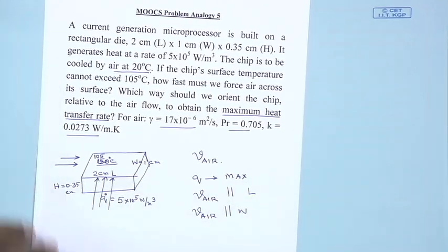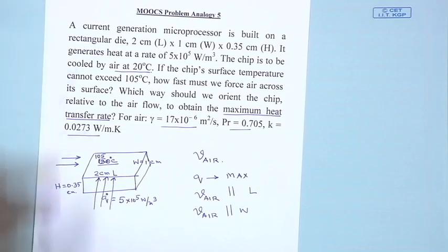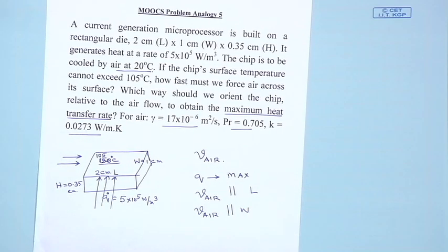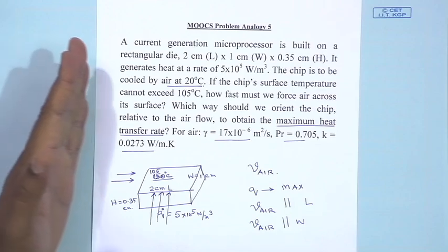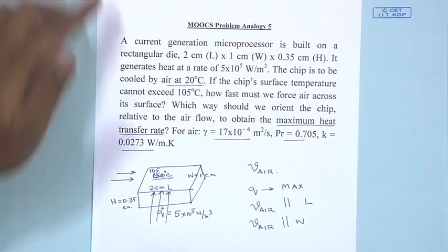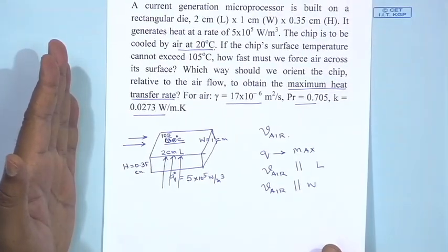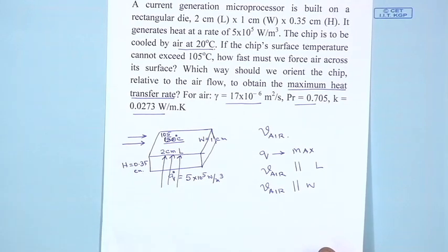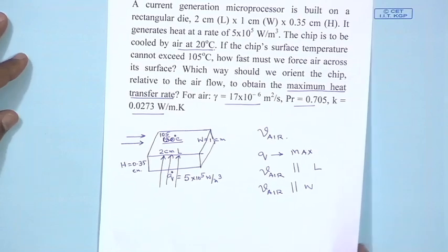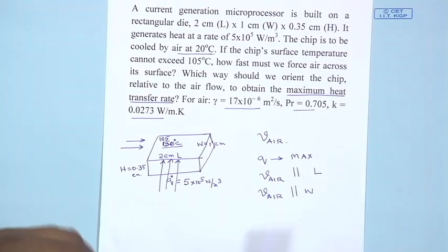Let us say this is my L and this is my W. If the velocity is in this direction, should I keep the chip like this or like this in order to have the maximum transfer of heat? So, this decision is what we need to make.